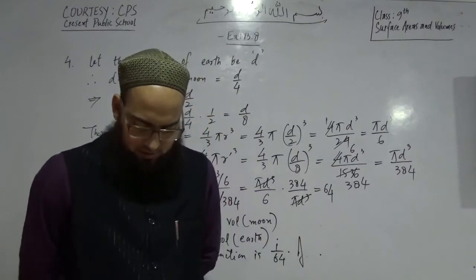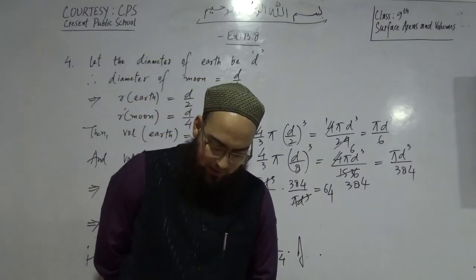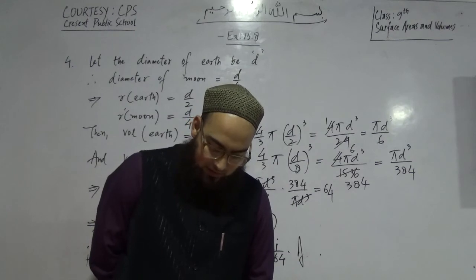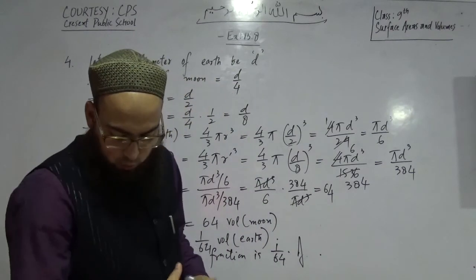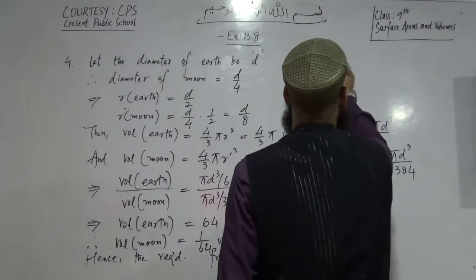Again, question number 6 is a simple question. You have a hemispherical tank. Hemispherical tank is made up of an iron sheet 1 centimeter thick. It's like this.